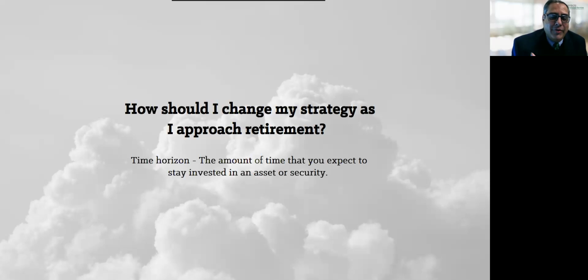So you want to make sure you have a good plan in place. But yeah, as you are approaching retirement, you want to make sure that the pool of money you have set up for retirement becomes a little bit more stable, and you're taking on less risk.